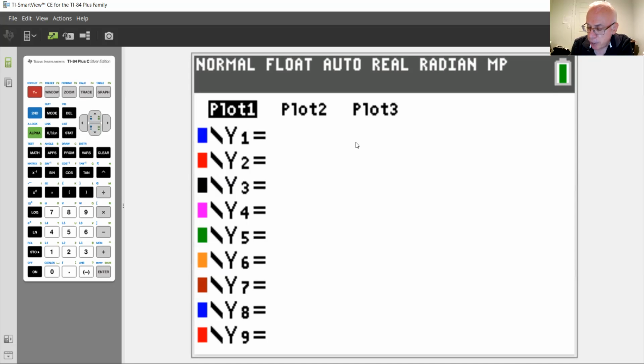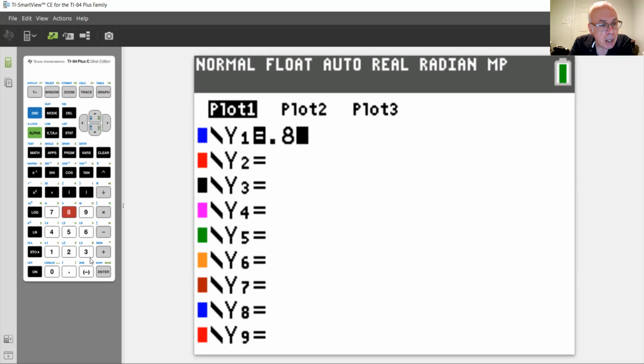So I put in 0.8386 times X. Now, what button do I use for the X? Well, there's a button right next to the alpha button that says X, comma, T, and some other things. Use that because it'll choose X for you. And then plus put in your Y-intercept, which is 36.76. All right, and there's your equation.